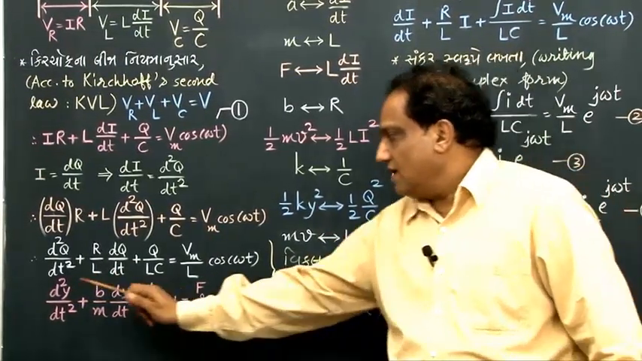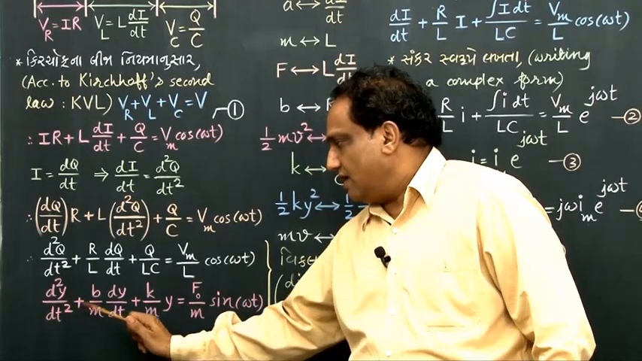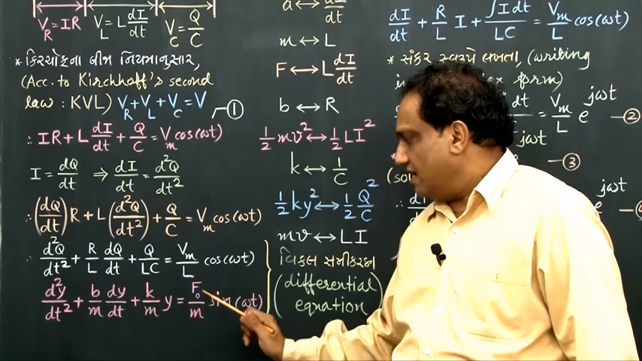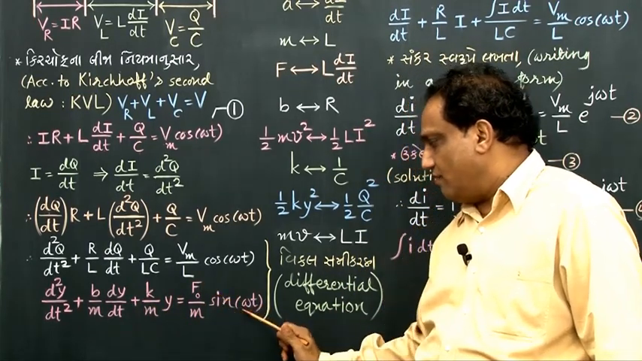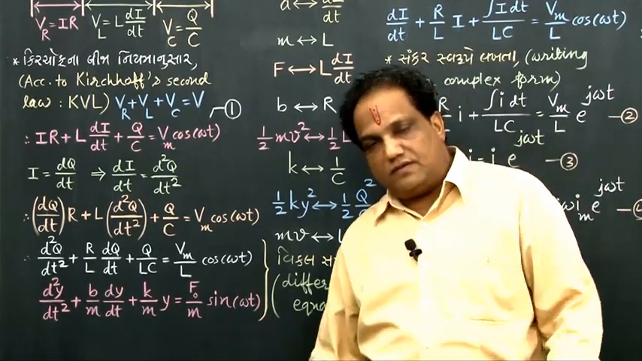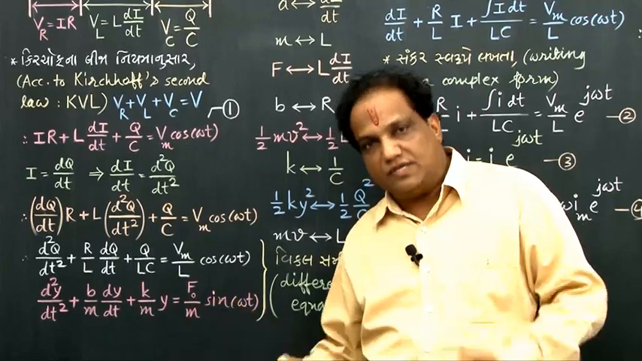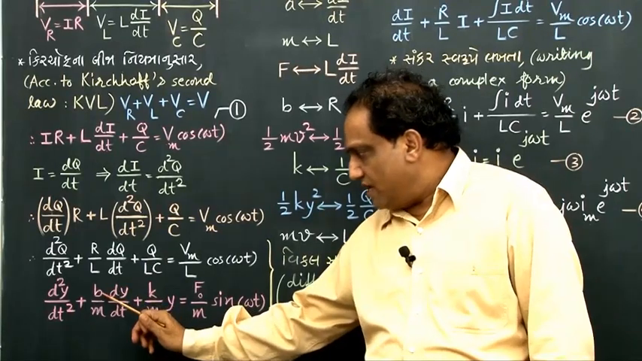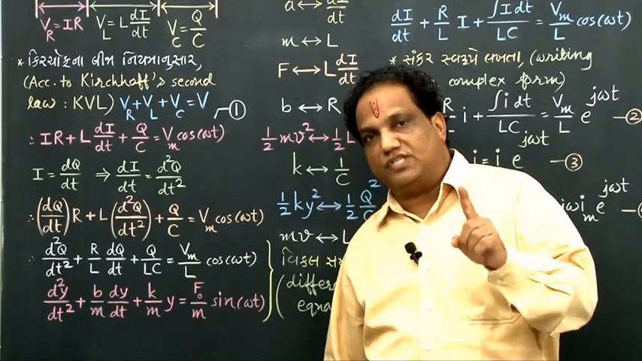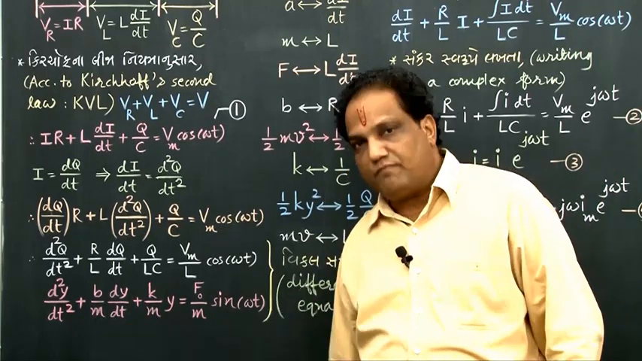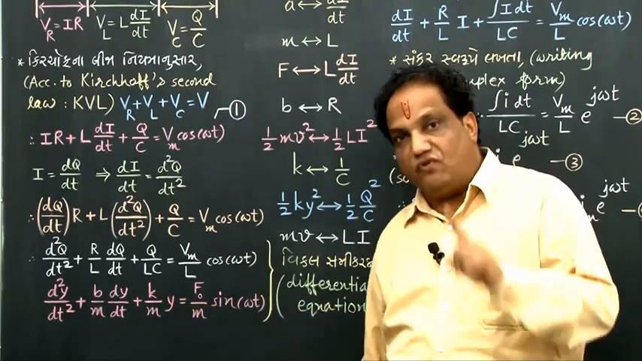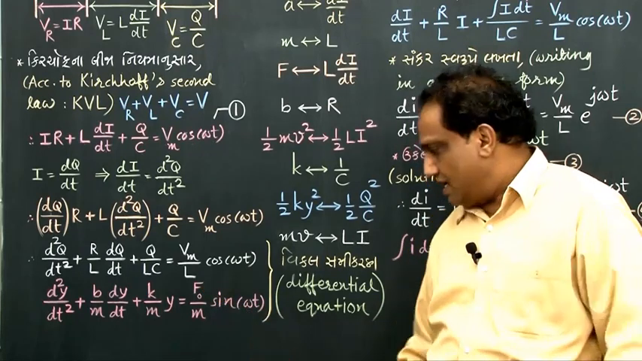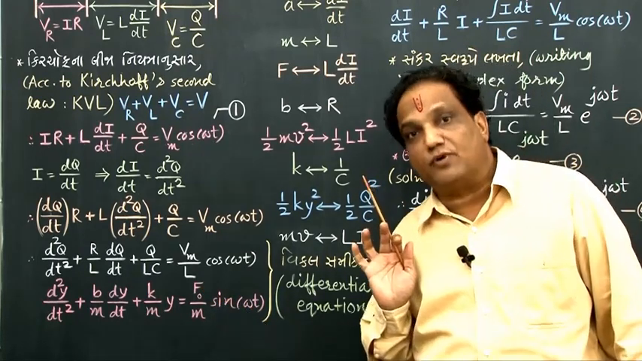Just recall that equation: d2y upon dt square plus b by m into dy by dt plus k by m into y equals f0 upon m into sine of omega t. You might have forgotten all the interpretations, so let me remind you. What was y? Displacement. What was b? Damping constant or resistive coefficient. What was m? Mass. What was small k? Force constant. F0 is the maximum value of external periodic force and omega is the angular frequency of the external periodic force.